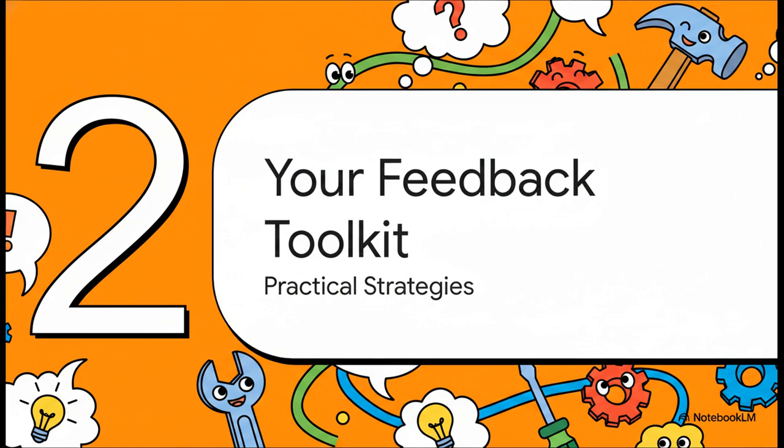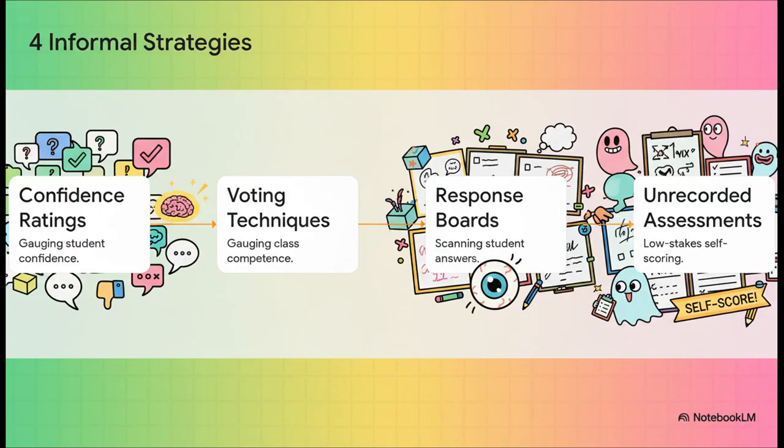Okay, so that's the big idea, but how do we actually do this? Let's get practical and open up our real-time feedback toolkit. These are some super simple, low-stakes strategies you can start using tomorrow. We're going to look at 4 really powerful methods today. We've got confidence ratings, voting techniques, response boards, and finally, unrecorded assessments. So let's break each one of these down.